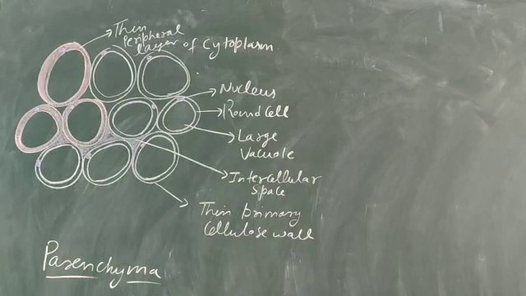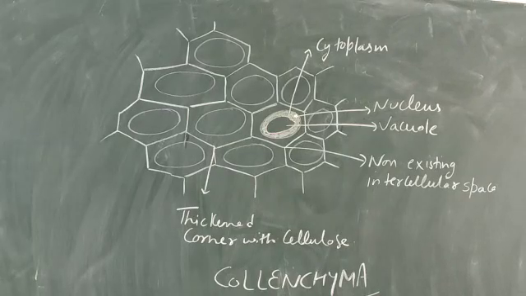So in this, you just need to go through the diagram, practice this diagram, and learn the structure and function of this tissue. And our next tissue is the collenchyma. So students, our next topic is the collenchyma. This is also another kind of simple permanent tissue, and it also has specific functions to perform in the case of the plant.